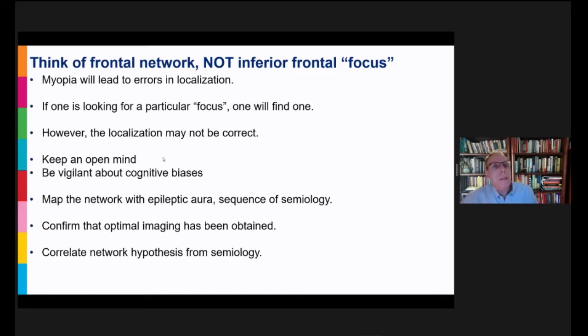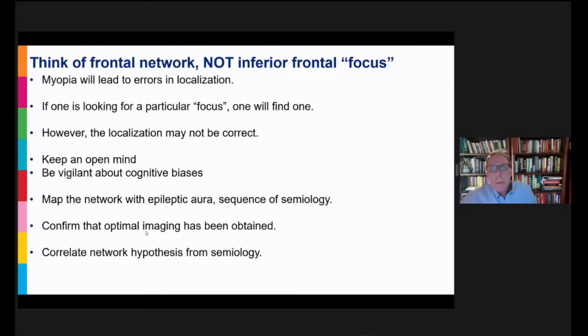Be vigilant about cognitive biases. I've learned this over the years, probably more through my errors than my successes. Map the network with the epileptic aura and sequence of semiology, as was shown in the earlier case. And then always confirm that optimal imaging has been obtained.